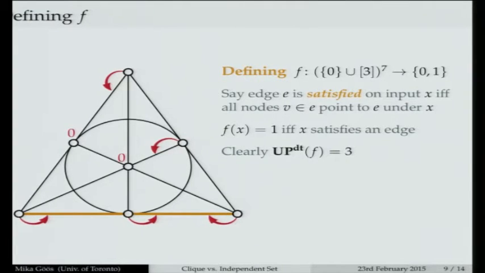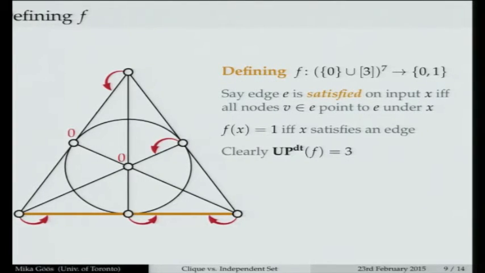And of course it's unambiguous because for any pair of edges, they intersect somewhere, and in the intersection there's a node. The node can point to at most one of its incident edges. So you can't have two edges be satisfied simultaneously.